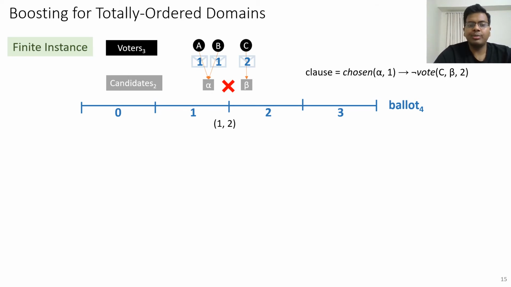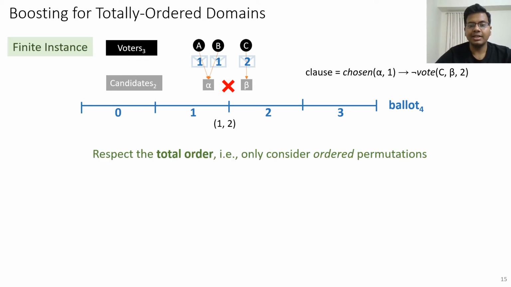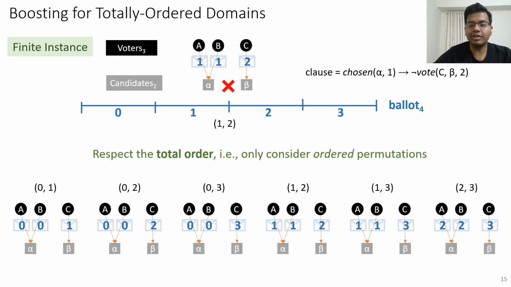So basically we have two ballot numbers involved here, 1 and 2. We cannot permute them arbitrarily. For example, if we swap 1 and 2 here, the resulting clause is unsafe to learn during reachability. Instead, what we can do is consider all ordered permutations that obey the total order in this finite domain. There are 6 of such ordered permutations here: 01, 02, 03, 12, 13, and 23. And we can ignore all other permutations since they do not obey the total order.